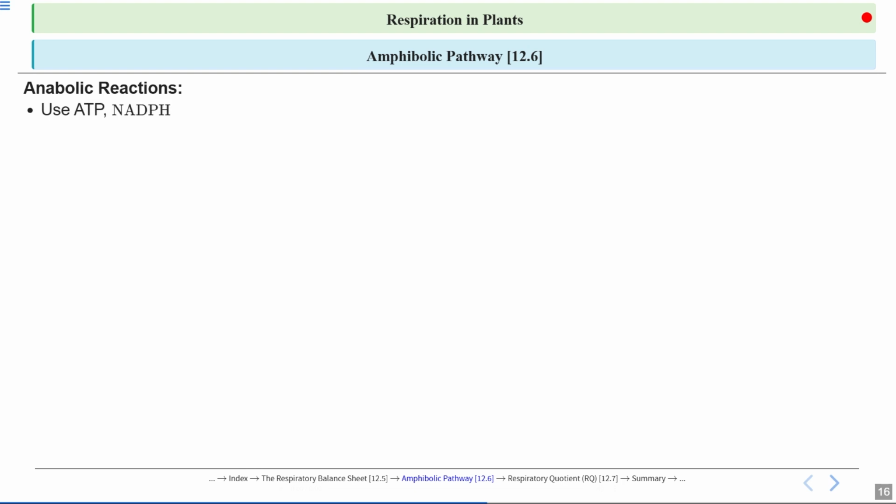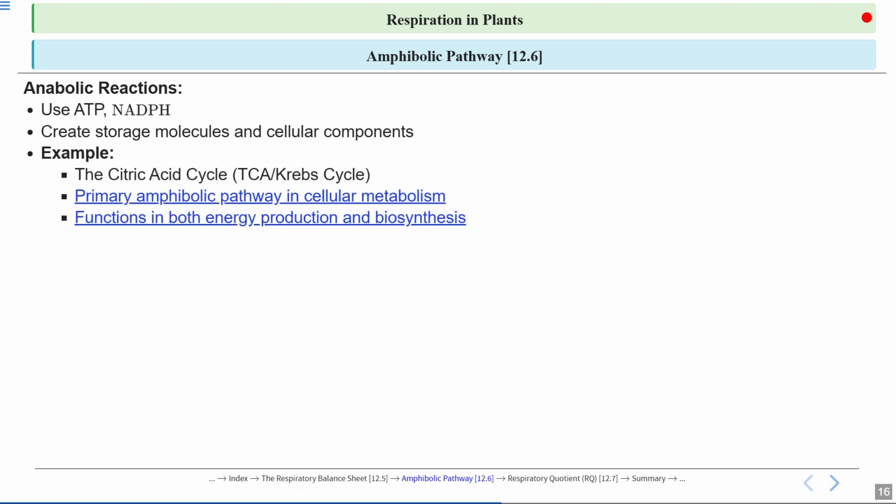Anabolic reactions utilize ATP and NADPH because this process requires energy for building up larger molecules from simpler ones. And they create storage molecules and cellular components. So basically, they are utilizing the energy to create various storage molecules and other cellular components.